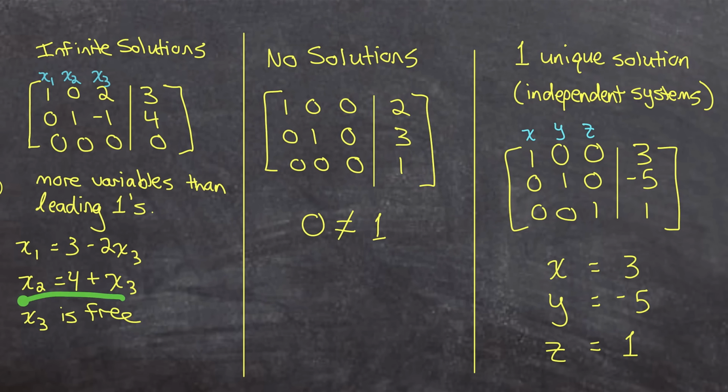So you could pick anything you wanted for x3, and then based on what you pick for x3, that's going to alter your answers for x1 and x2, which is going to create an infinite number of answers that will satisfy your original system of linear equations.